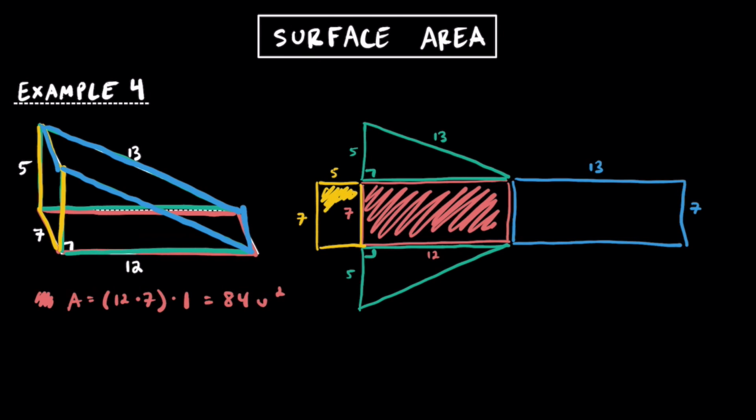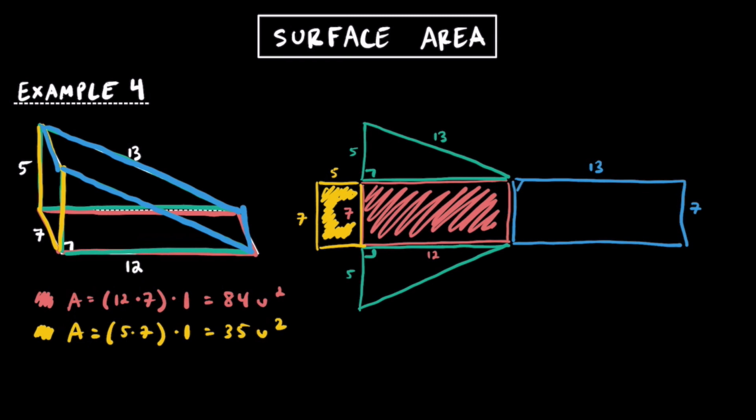Let's move on to maybe this rectangle on the side. I'm going to save the triangles for the last because I know they have a slightly different formula. And so for this rectangle, that's going to say area is equal to 5 by 7. There's only one of these. I'll write times 1. That's 35 units squared.